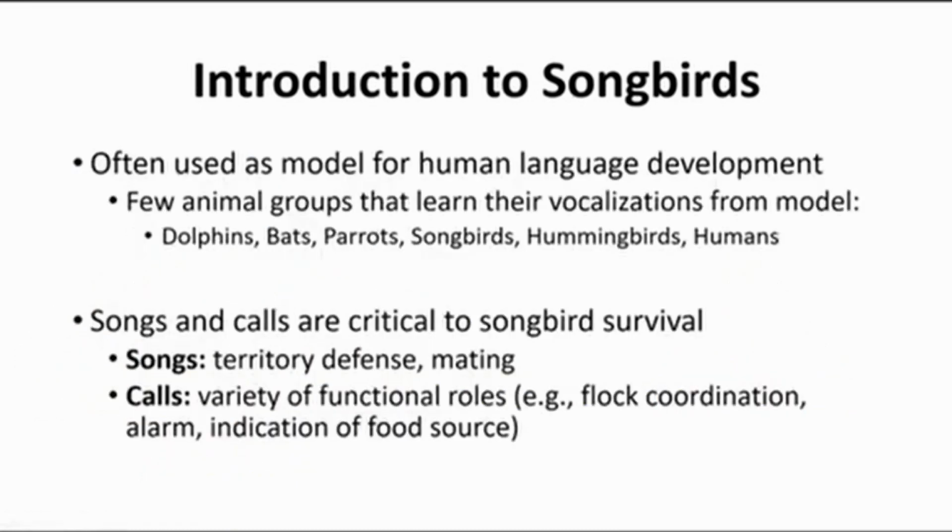So why do we care about songbirds? Why do I like them so much? Songbirds are often used as a model for human language development. Songbirds have this very interesting trait where they learn their vocalizations from a model. Basically, a baby songbird needs to hear an adult of its own species produce species-typical vocalizations in order for that baby to itself be able to produce normal vocalizations when they're an adult.